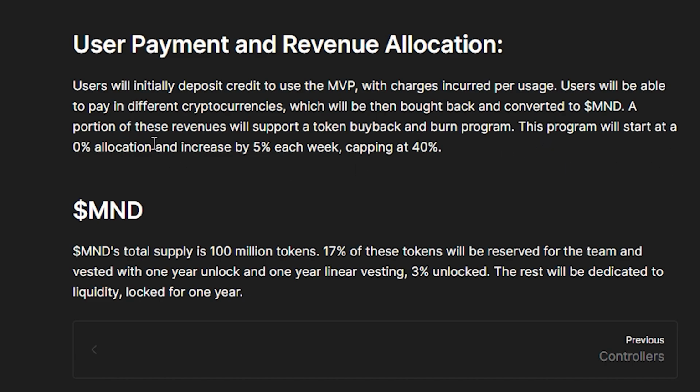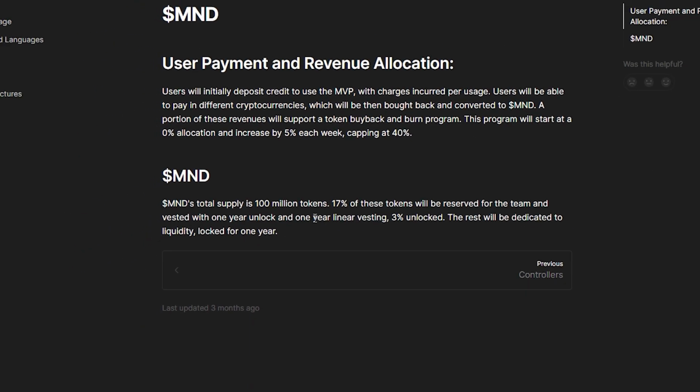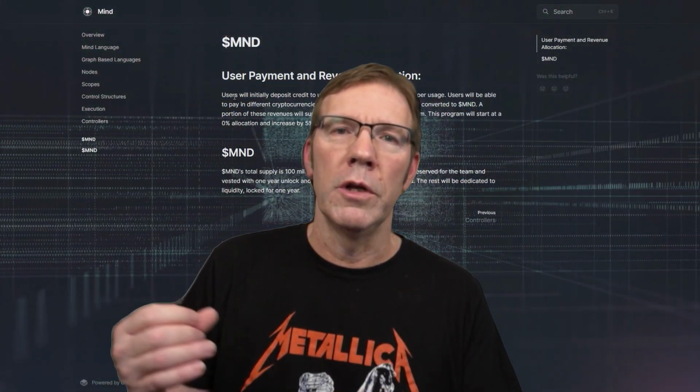So they're going to be burned, which reduces the overall supply, and that is going to increase the cost of the token. So as the token advances, services and features are going to become more and more expensive because the token would go up in price.